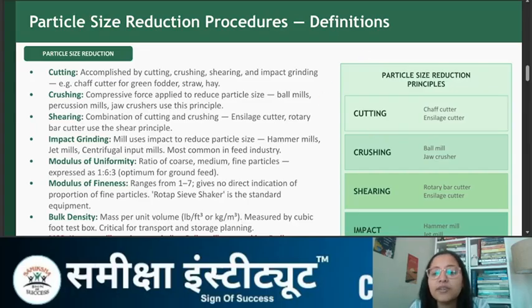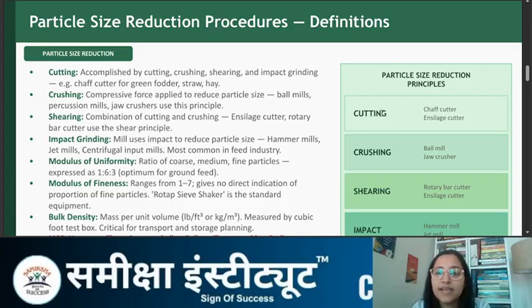Okay, why do we need to go for reducing the particle size? First and foremost, to improve the surface area for digestion and the action of enzymes. Secondly, changing the particle size also changes the density. Density is also changed after changing the particle size. So how will we do that? By cutting, crushing, shearing or impact grinding.